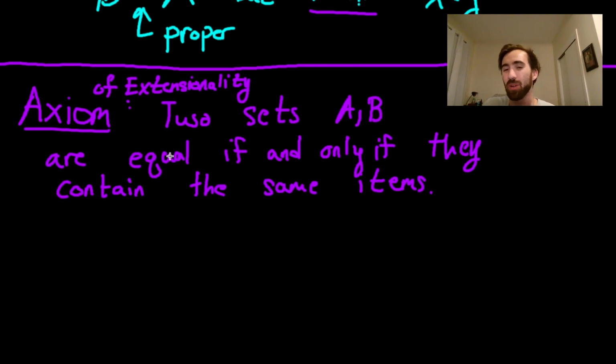Now, you might be thinking, well, yeah, duh. Obviously, if the two sets have the same items, then they must be the same set. That is why we take it as an axiom, because it feels very obvious, natural and intuitive. We shouldn't have to prove it. We could just take this on assumption.